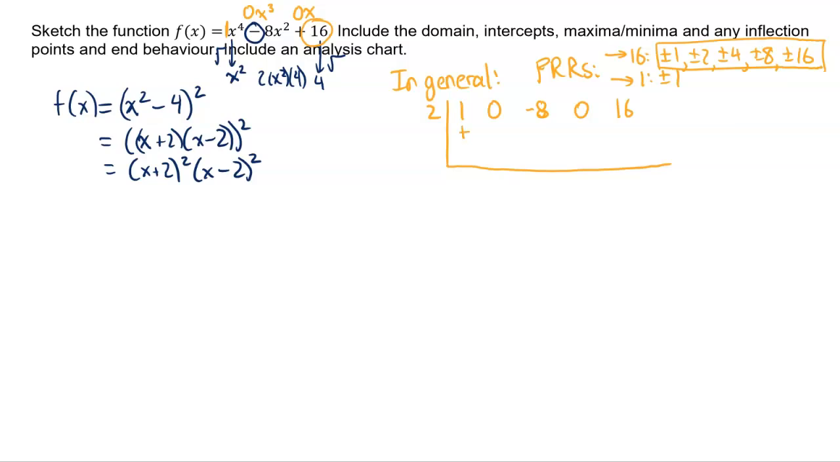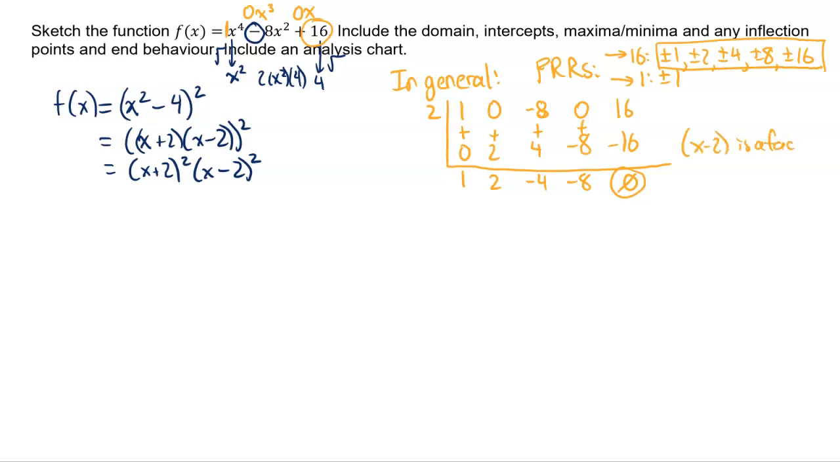And so if we add the columns together, 1 plus 0 is 1. 2 times 1 gives me 2. I add that to the next column, and I get 2. 2 times 2 gives me 4. I add that to the next column. I get negative 4. 2 times negative 4 is negative 8. Add it to that column, negative 8. And then 2 times negative 8 gives me negative 16, which gives me a remainder of 0, which is what I want if I found a possible rational root. So what that means is that x minus 2 is a factor.